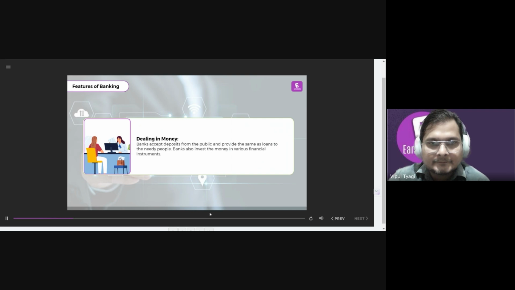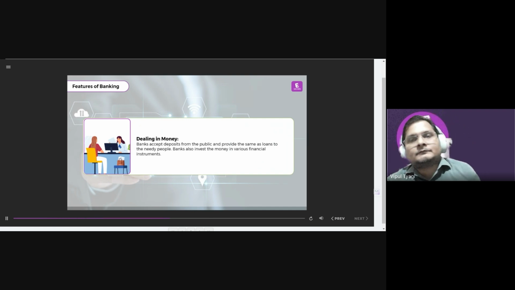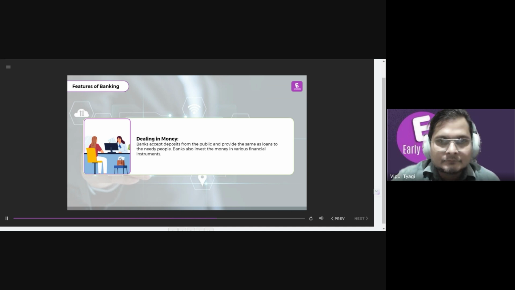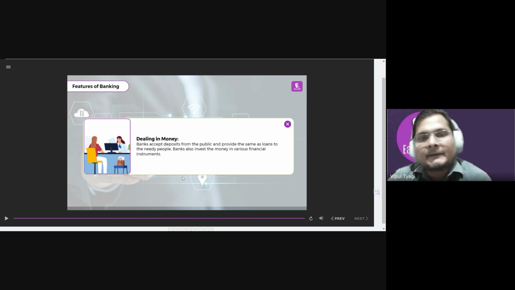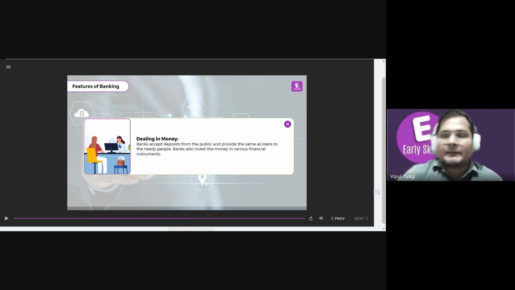Dealing in money. Banks accept deposits from the public and provide the same as loans to needy people. Banks also invest money in various financial instruments. They accept deposits and invest the money in different instruments like debt, securities, bonds, and also in equity, in the share market.